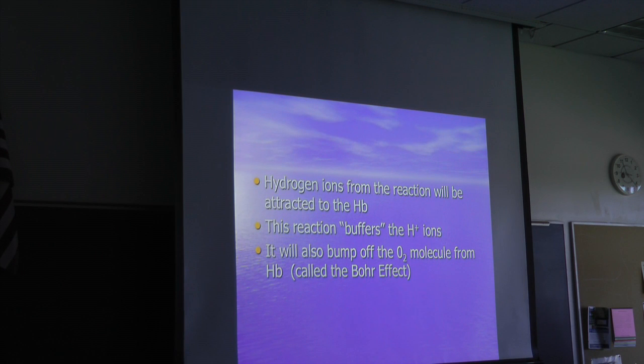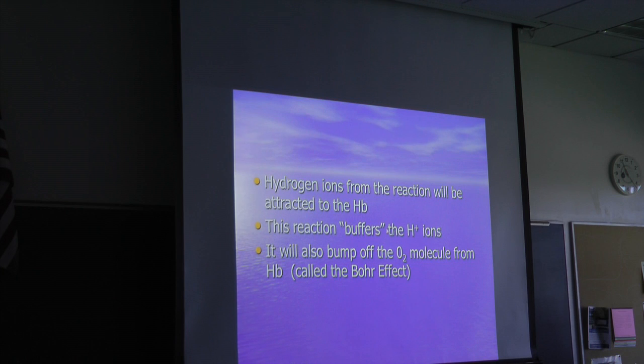So carbon dioxide combines with water, forms bicarbonate. Bicarbonate dissociates, and you get a hydrogen ion. Well, where does this hydrogen ion go? Well, it likes to sit with the hemoglobin. And so when the hydrogen ion is no longer floating around and it attaches itself to the hemoglobin, we say that the hemoglobin just buffered the solution by taking a hydrogen ion out of the solution. So this reaction buffers the hydrogen ions. Does that fit?